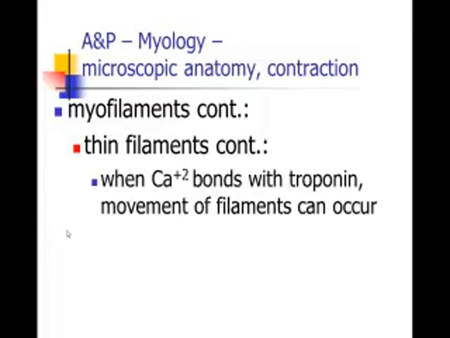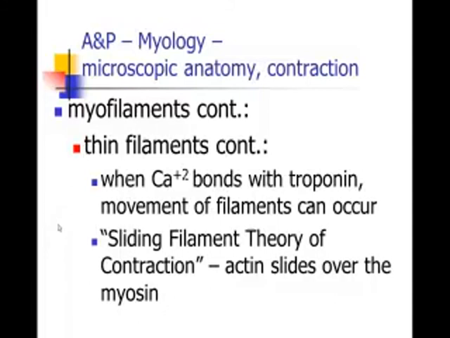So calcium, when it's released from the sarcoplasmic reticulum, will bond with the troponin, and the filaments then can start to move. And this is referred to as the sliding filament theory of contraction. The actin is pulled over the myosin molecules, much like if you were standing on a dock and you had a boat out in the water and you had a line that was attached to the boat, and then you grab that line and pull the boat toward yourself.